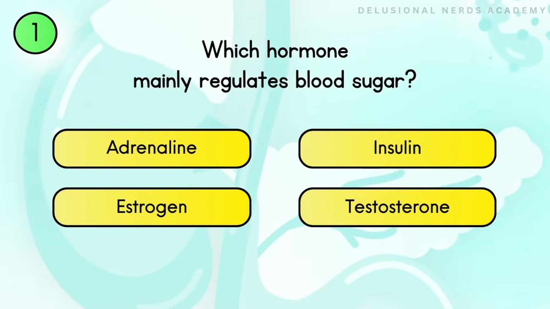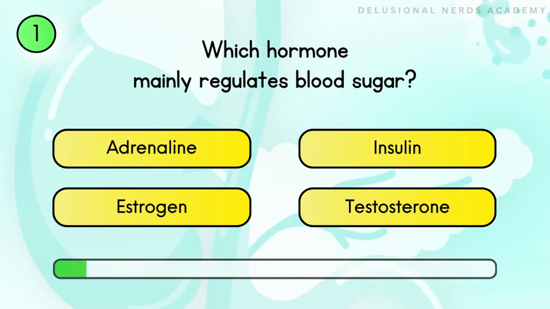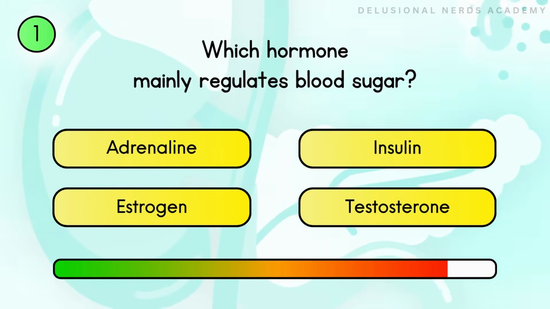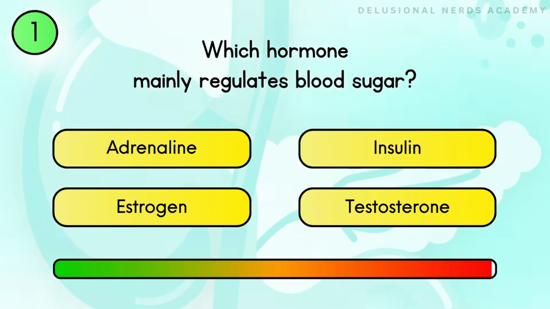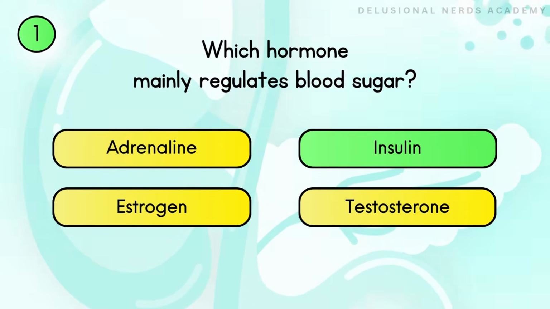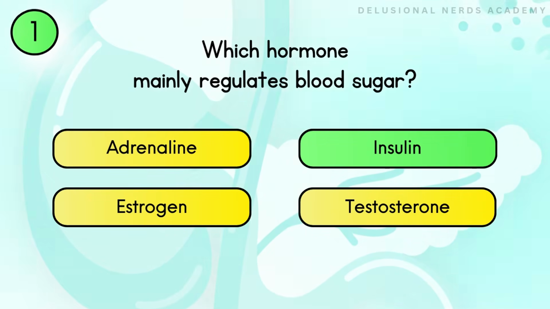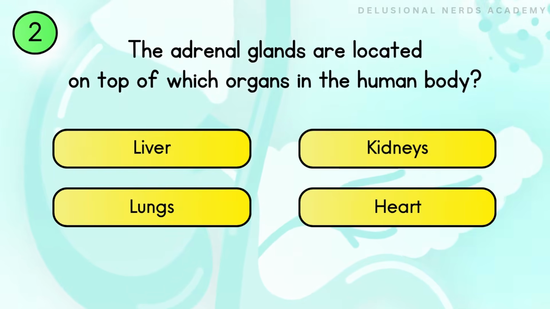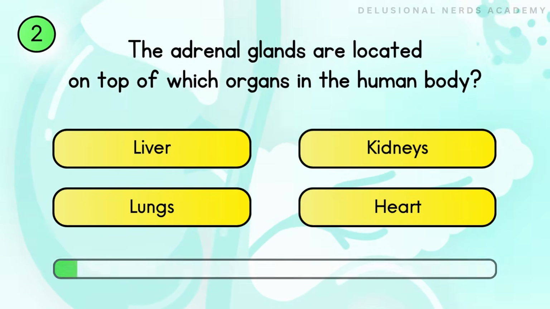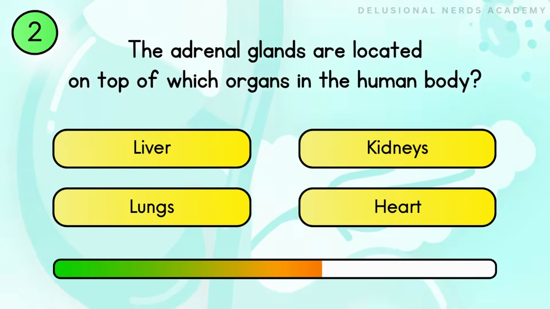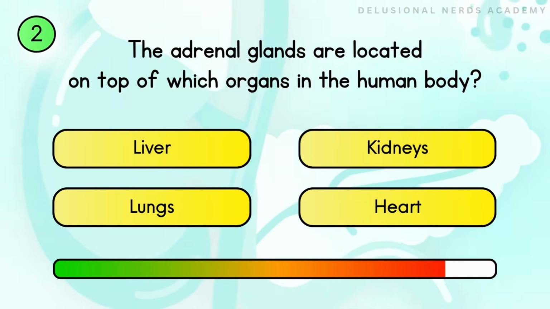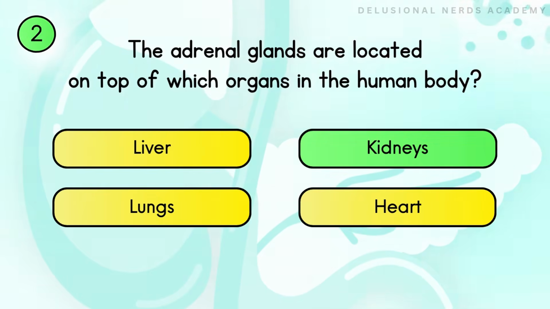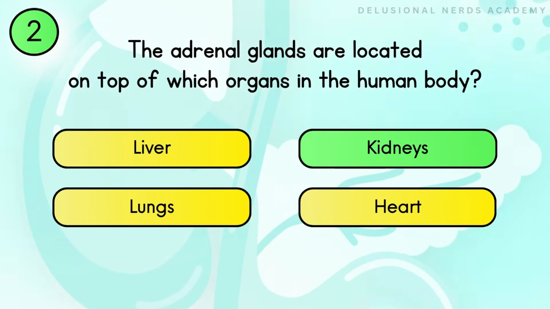Which hormone mainly regulates blood sugar? Insulin is the one that regulates blood sugar levels. The adrenal glands are located on top of which organs in the human body? Each adrenal gland sits directly above one kidney.